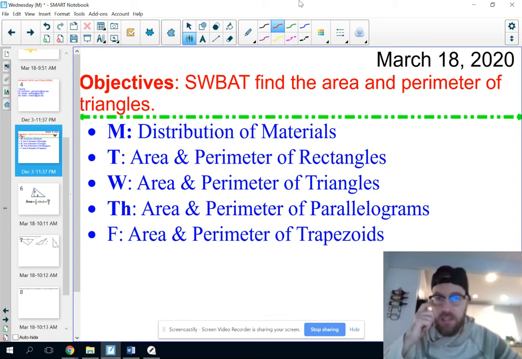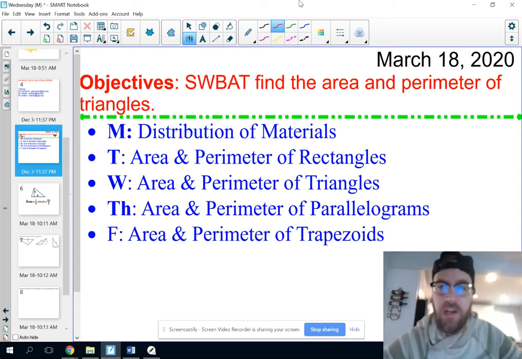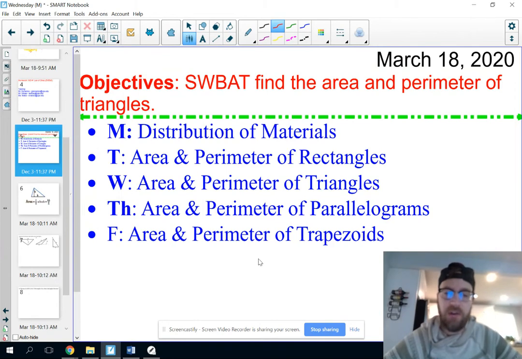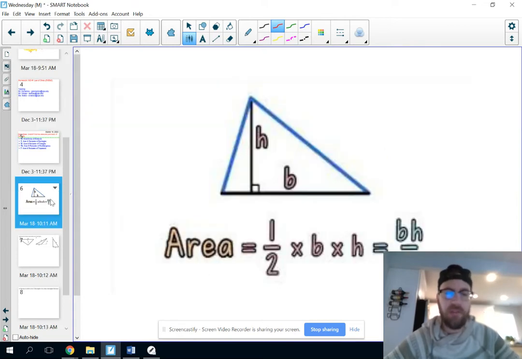All right, today's lesson, find the area and perimeter of triangles. Figured we'd go back to our normal screen to start class with our weekly schedule so you see what we have. Objective at the top as well. So our formula, it's in your packet, but just a diagram to go with it here.